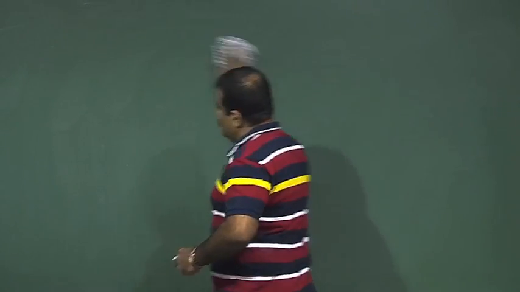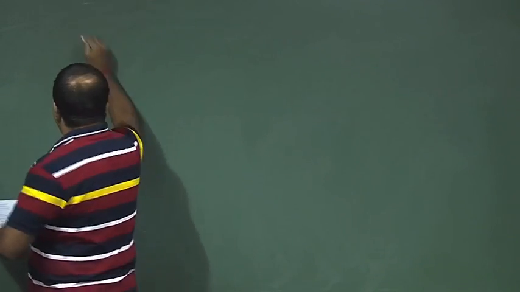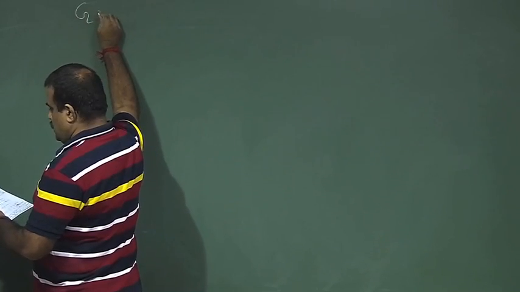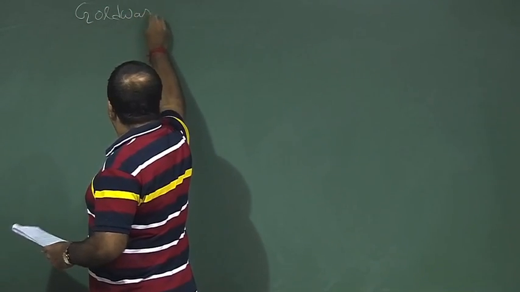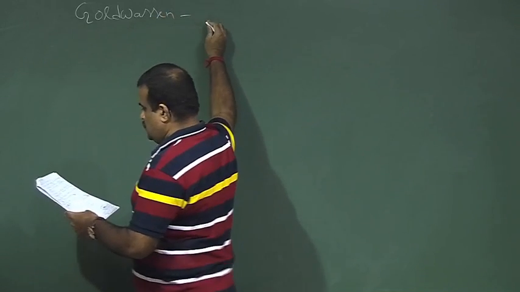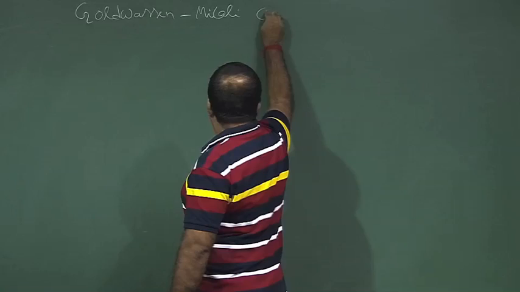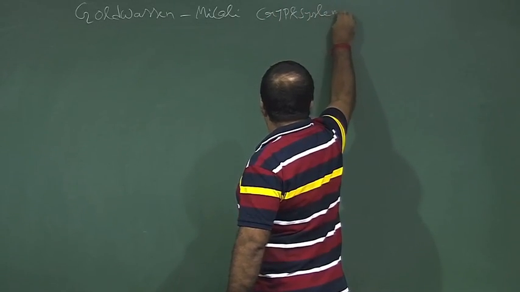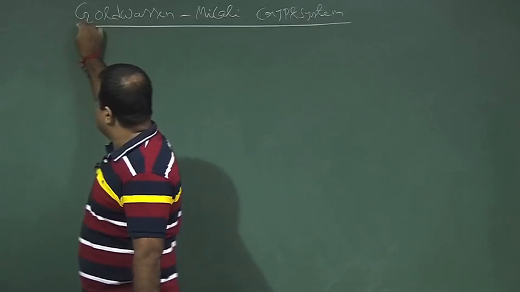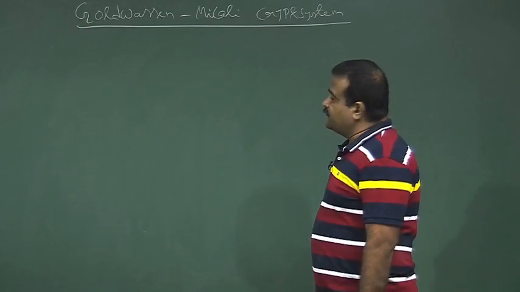So, this is a public key crypto system. This is called the Goldwasser-Micali crypto system. This is a public key crypto system.